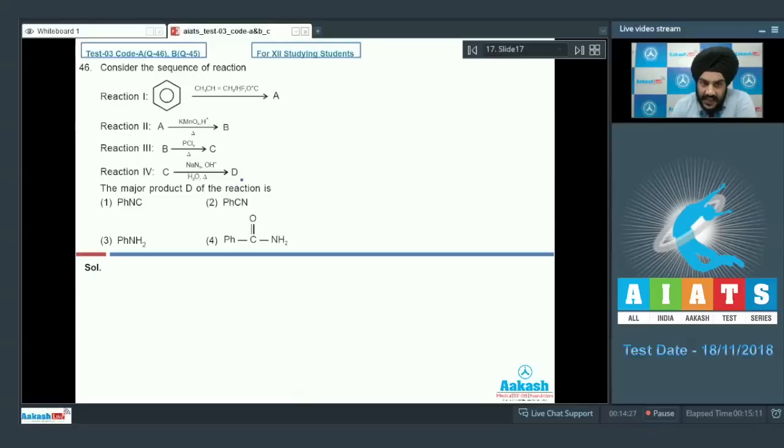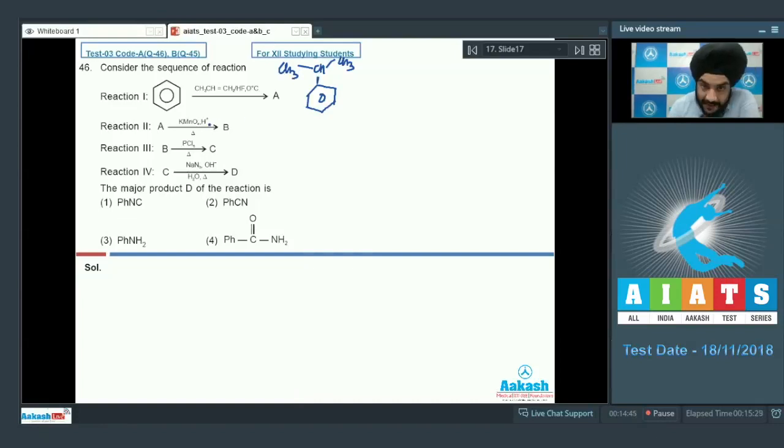Question number 46. Consider the sequence of reaction. Benzene reacts with this alkene in presence of HF at 0 degrees C. It is going to lead to the formation of cumene. So this is our structure A.